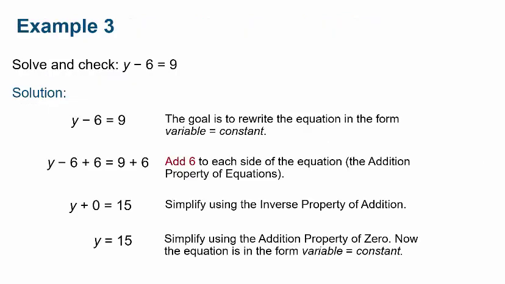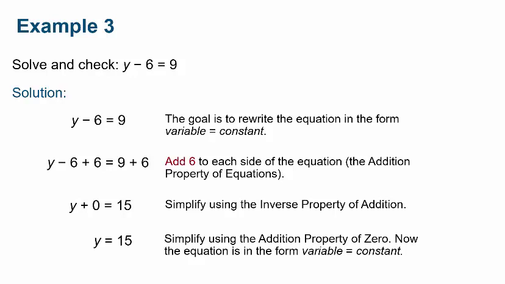So let's solve and check this one here. I have y minus 6 is equal to 9. The goal here is to write the equation in the form variable is equal to some constant. So I want to get the y by itself. I'm going to undo the minus 6 by adding 6 to each side of the equation. So I'm going to have y minus 6 plus 6. The minus 6 plus 6 goes away; they cancel each other out.